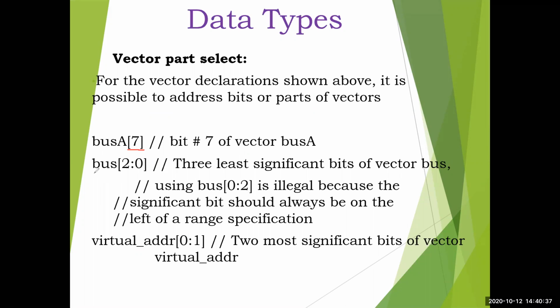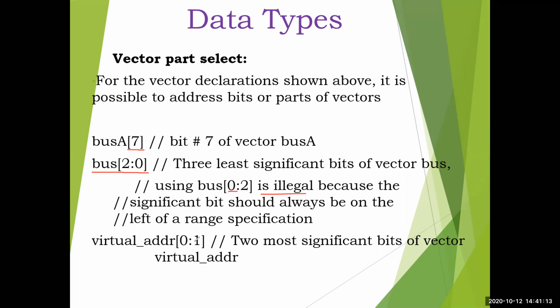Then similarly, in a 32-bit bus, I'm referring only to the lowest 3 bits. 3 least significant bits of vector bus. Using bus 0 to 2 is illegal here. In the previous example, we have declared the net 31 to 0 bus of wire data type, right? Where we have considered the first notation, high number, low number. Then in referencing that in the part select, you should not use the reverse way, low number, high number. That is illegal, because the significant bit should always be on the left of a range specification.